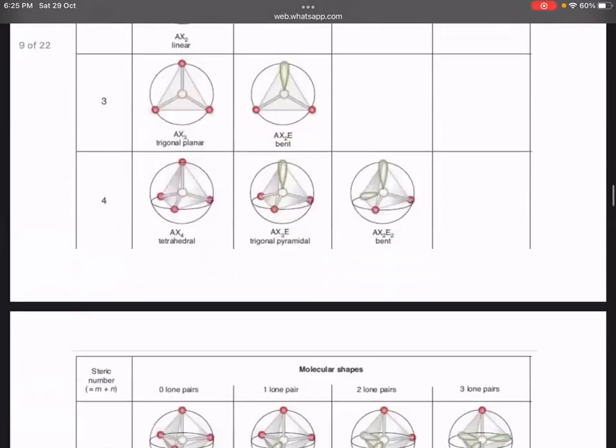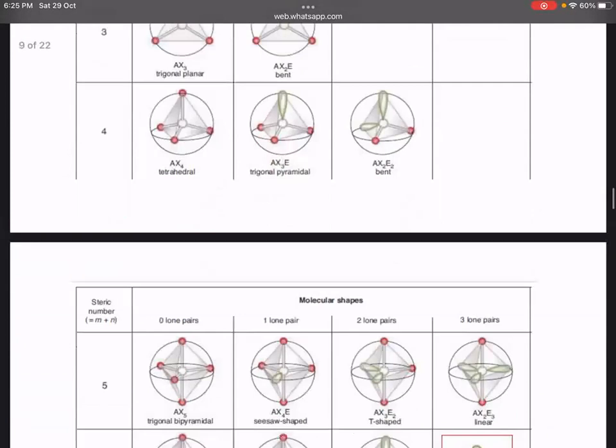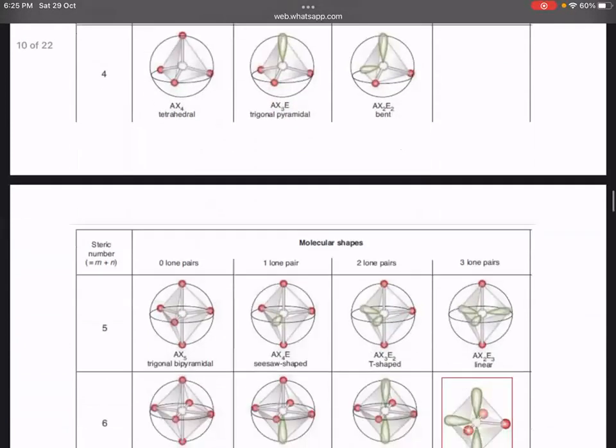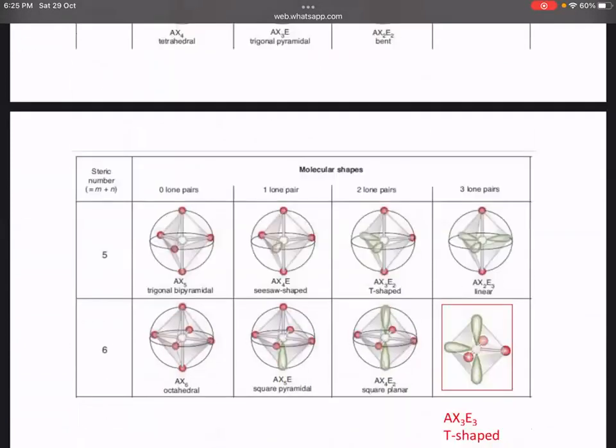And 5 electron pairs: trigonal bipyramidal, only bond pairs, 0 lone pairs. 1 lone pair means seesaw. Just now we saw, no? And then 3 lone pairs, T shape. And 2 lone pairs, 3 lone pairs means linear. Is it okay? Is it clear?